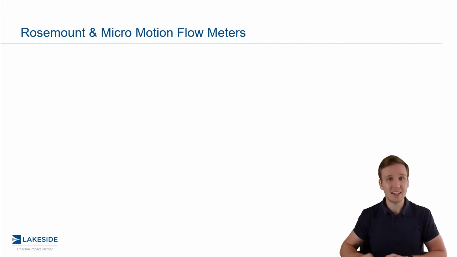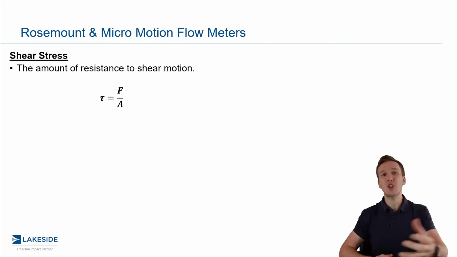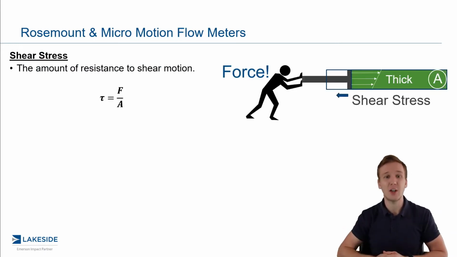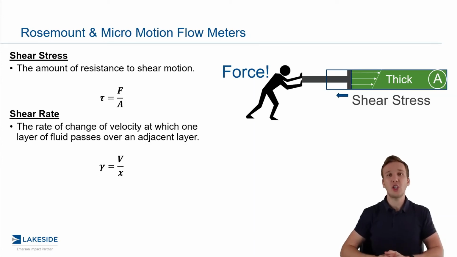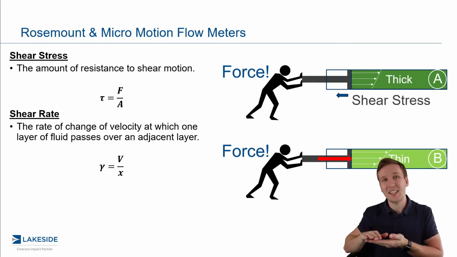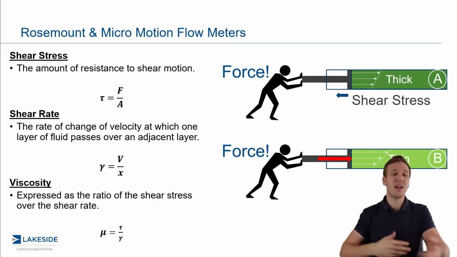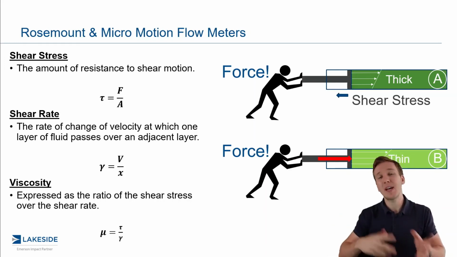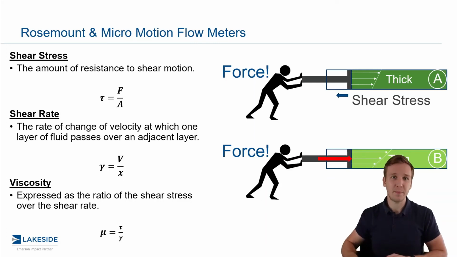Now, if we do look at the technical definition, it's the ratio of the shear stress, and the shear stress is the amount of resistance to applying that shear motion to it, over the shear rate. And the shear rate is essentially those adjacent layers, the velocity that they are moving across one another. And so there is your technical definition for viscosity, and this plays a very big role on the flow meter technology that you choose. For instance, if you have very high viscosity fluids like maple syrup, for instance, or toothpaste, you're going to have to pick an appropriate technology that can handle that.